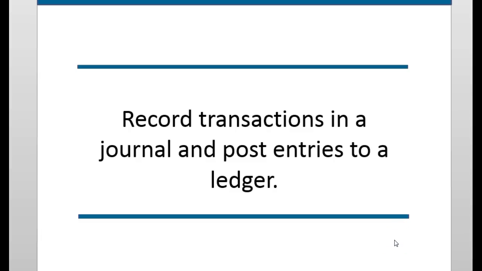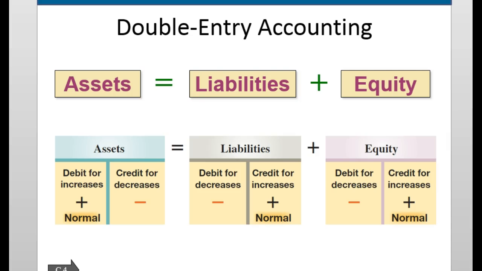This becomes part 2, and now we are going to look at the process of formally journalizing the business transactions, and we're going to introduce a new concept. That concept is debits and credits. Now, debits and credits are very confusing if you let them be.